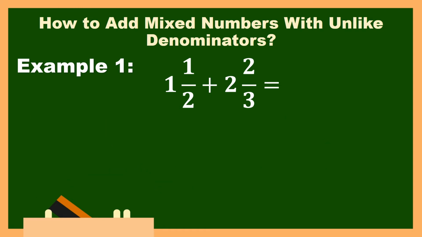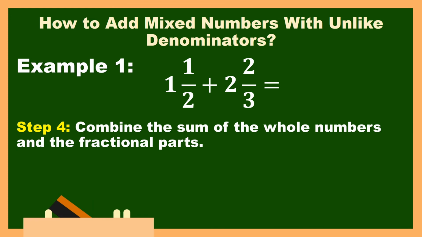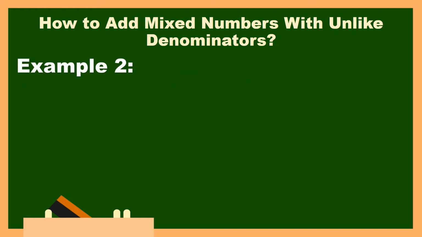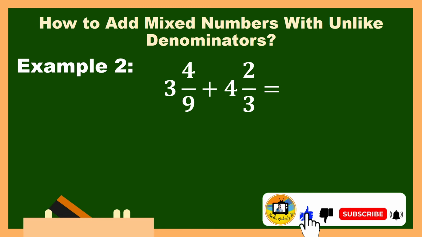Step 4. Combine the sum of the whole numbers and the fractional parts. 3 plus 1 and 1/6 is equal to 4 and 1/6. Ganon din dito sa ating original equation, 1 and 1/2 plus 2 and 2/3 is equal to 4 and 1/6. Another example, 3 and 4/9 plus 4 and 2/3.